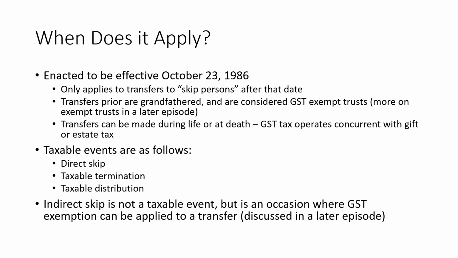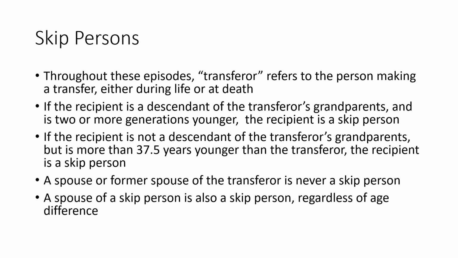Now, an indirect skip, as we're going to see later on, is not a taxable event, but is an occasion where the GST exemption, which we're going to later discuss, can be applied to a transfer. So the whole core of determining if there's a GST tax liability is determining whether the recipient is a skip person. So throughout these episodes, I'm going to refer to the transferor as the person making the transfer, because that's how they're defined in the tax code provisions for the GST tax.